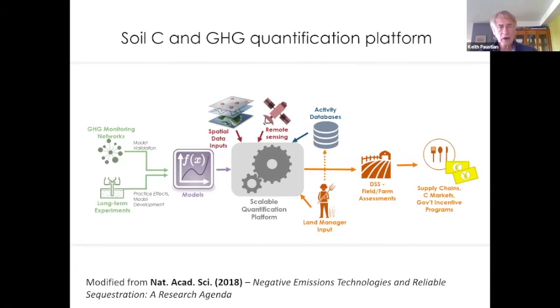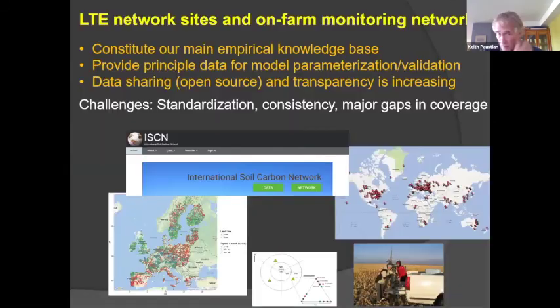And I just want to quickly walk through and bring your attention to different elements of this concept and how they can work together and how our research prioritization can help strengthen this. Starting off with ground measurements, direct measurements of soil carbon changes are key. Brandon talked about this quite a bit and mentioned the LUCAS data set in Europe and the International Soil Carbon Network.